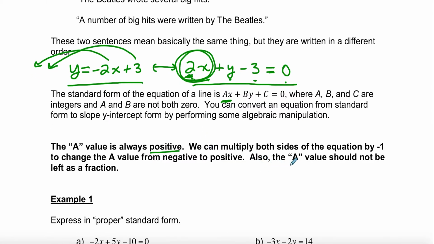Also, the a value, so we want it to be positive, and the a value should not be left as a fraction. It's kind of sad, they don't really care about the y value and they don't really care about the constant at the back. It's all about this first term.